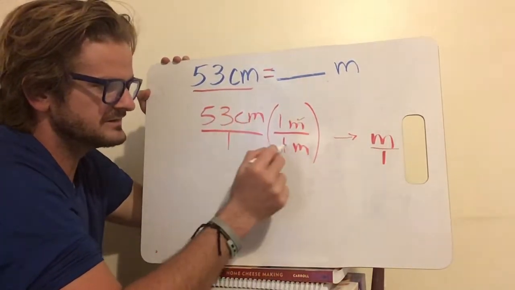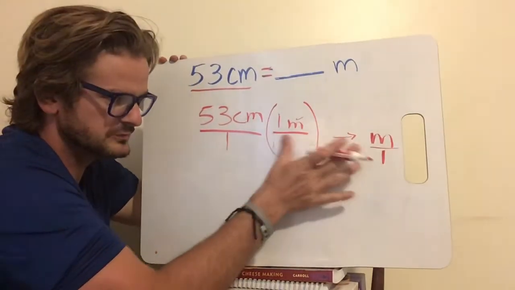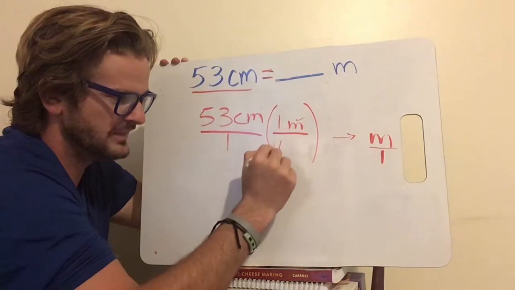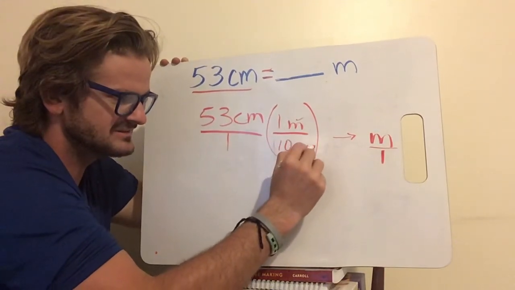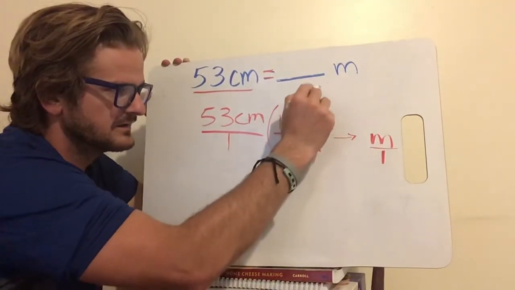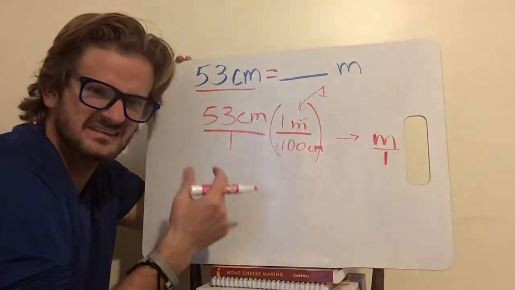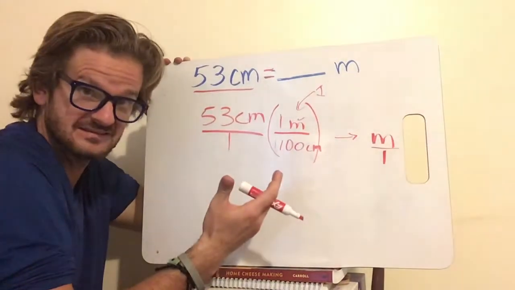This centimeters needs to be canceled with something down below. So instead of writing 1 meter, I'm just going to do a substitution, and I'm going to say I know that 100 centimeters is in 1 meter. So this is still equivalent to 1, right? We're not changing the value of it. We're just substituting in so it looks a little bit different to our advantage.